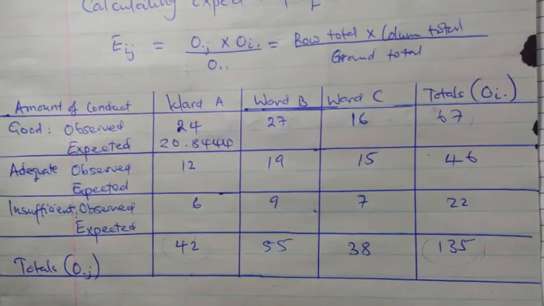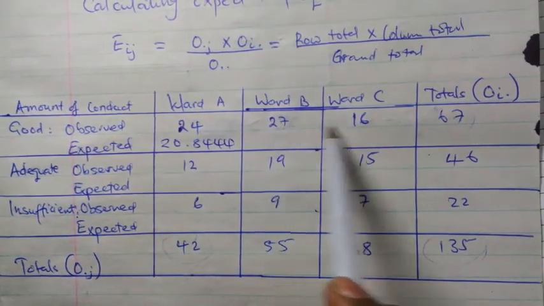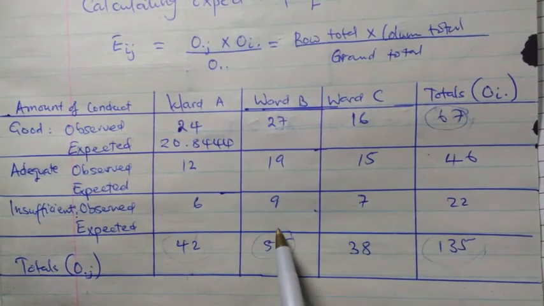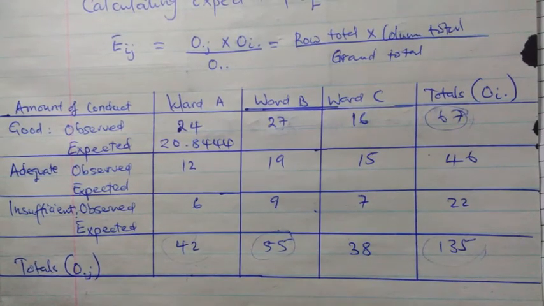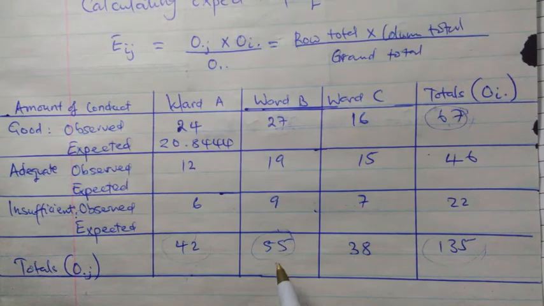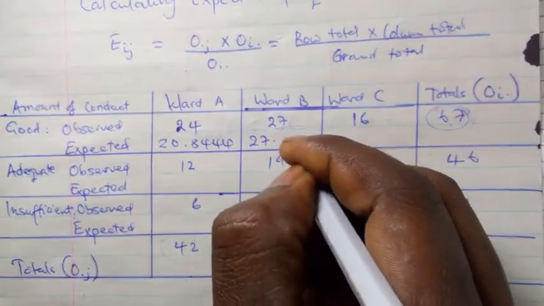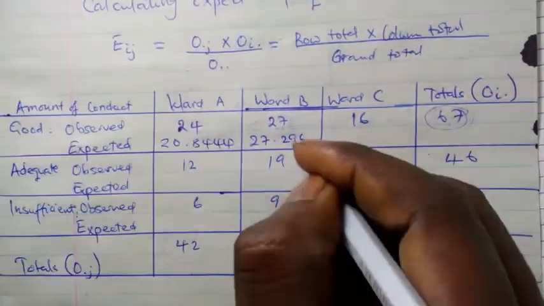Then for the next cell, you take the row total, which is 67, multiplied by the column total 55, and we do the same. We multiply 67 by 55 and divide all by 135. And if we do that, I think we're going to get 27.2963.